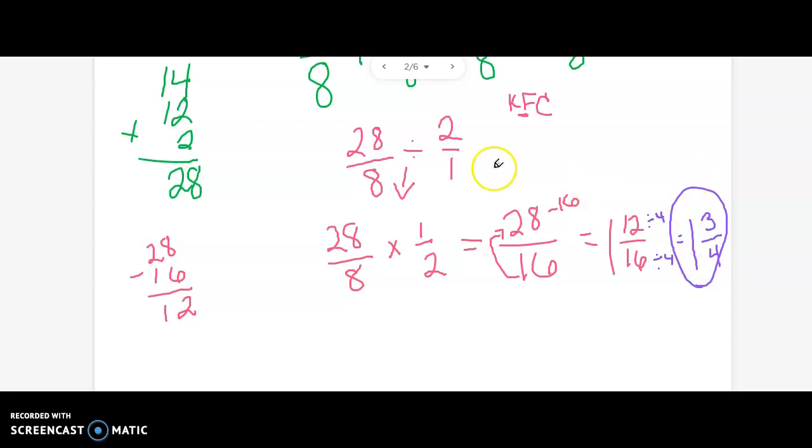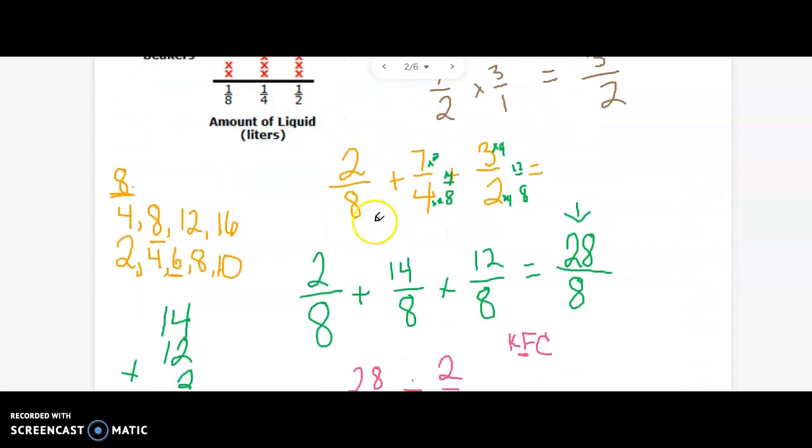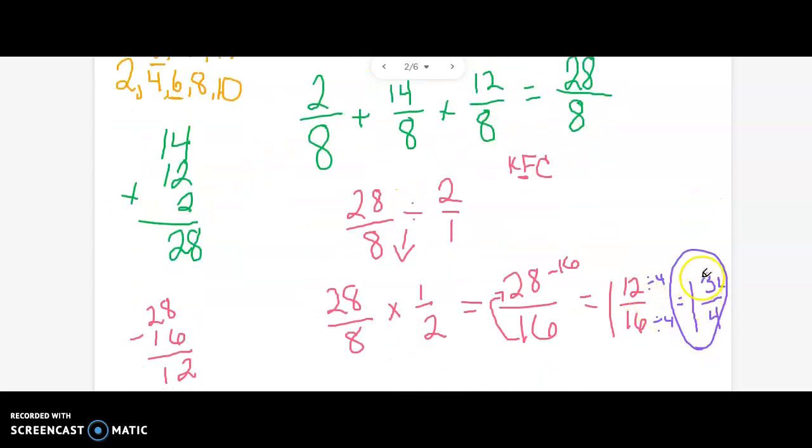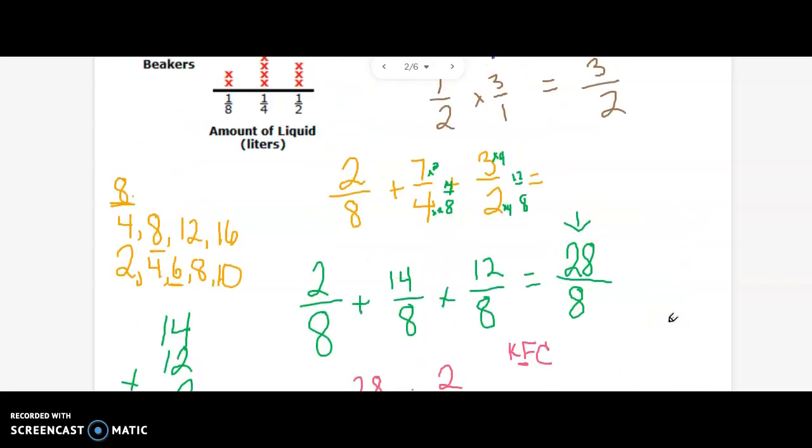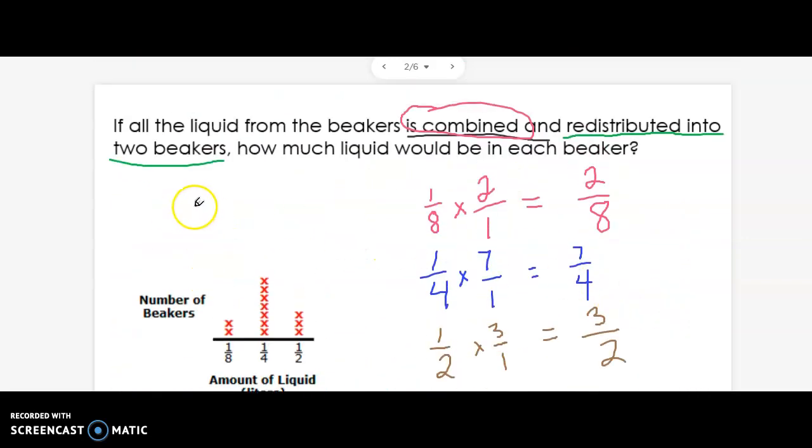So each beaker is going to get 1 3/4. Oh, I should put a liter. I believe it was a liter. 1 3/4 liters in each beaker. Okay, check your work, make any changes you need to make.